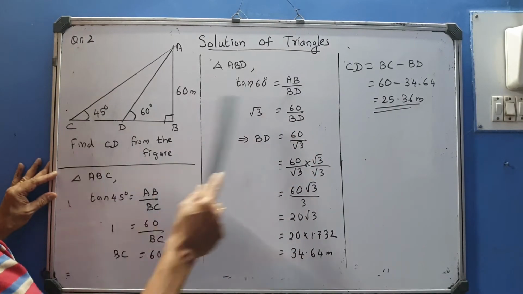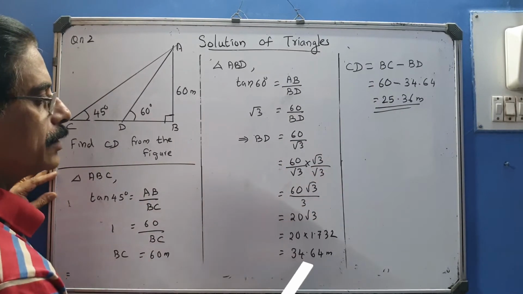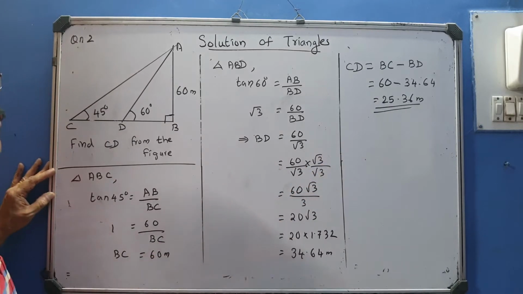Now to get CD, BC minus BD. BC is 60 and BD is 34.64, subtract, you get 25.36.